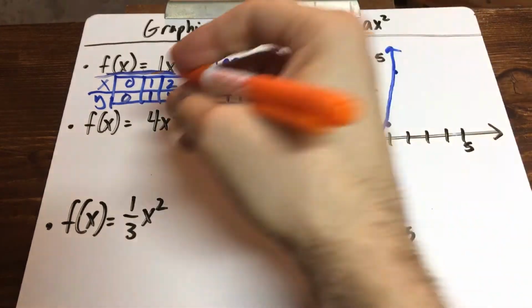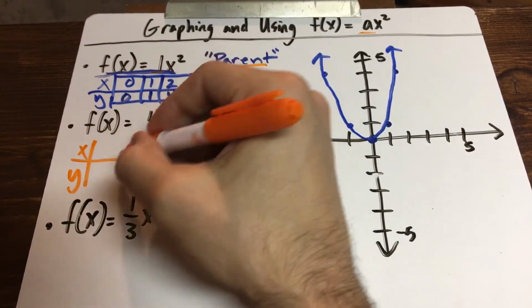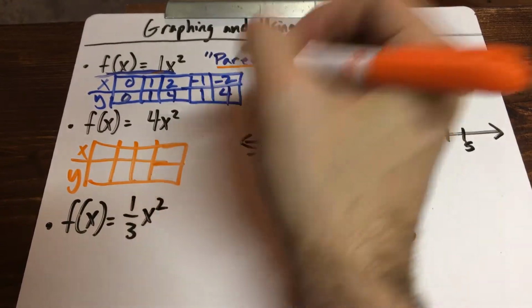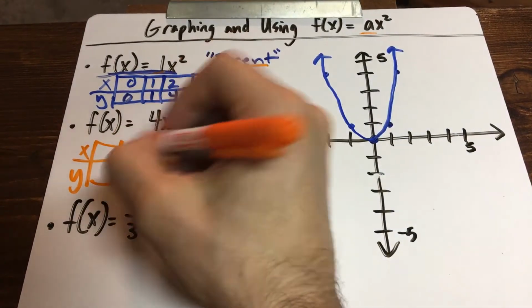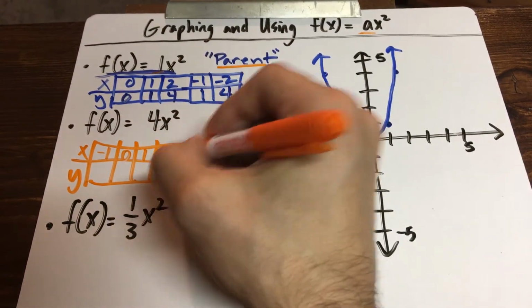Now, I could do an x and y table for these others if I really wanted, maybe just because this is the very first day we're doing it. I will do one for these. Whoa, handwriting not very good. I'm going to pick a couple negatives. I'm going to pick -1. I'm going to pick 0. I'm going to pick 1. I'm going to pick 2.